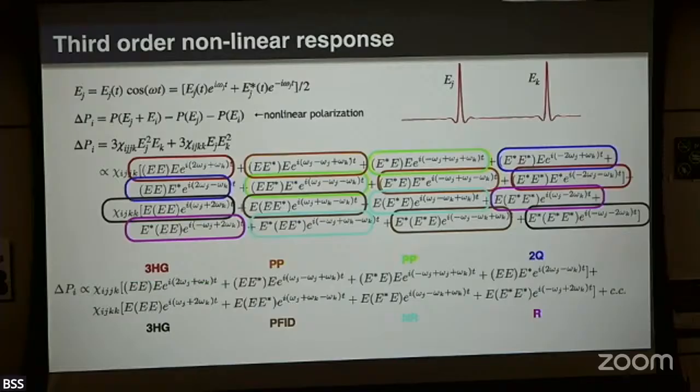So this one here, that's maybe the most straightforward to understand. That's the third harmonic generation. If I imagine I'm using a reasonably monochromatic beam, I'm going to get an oscillation which is three times the driving frequency.